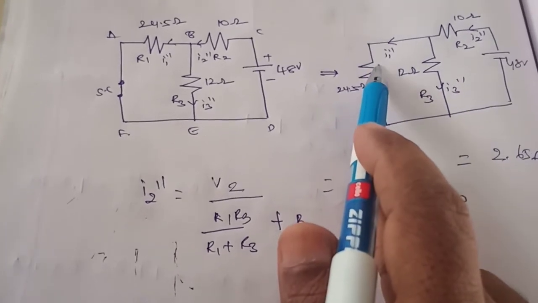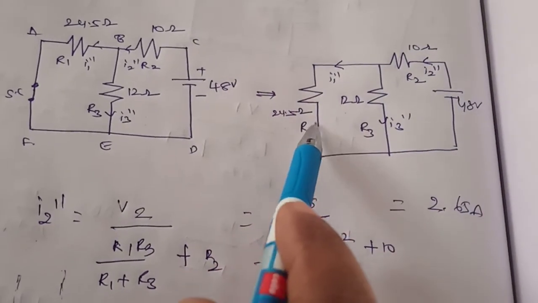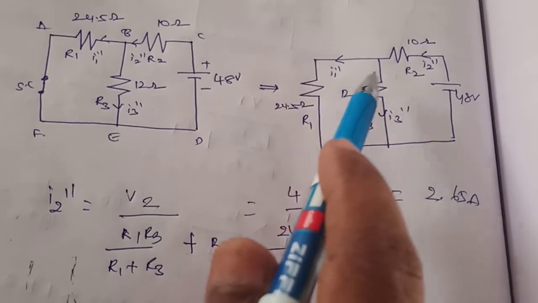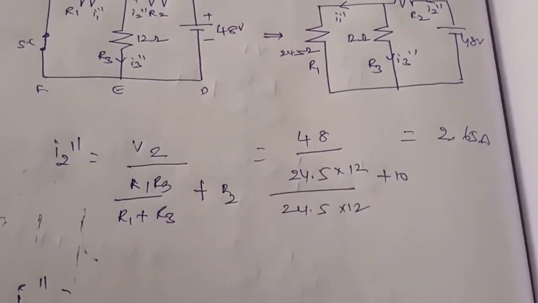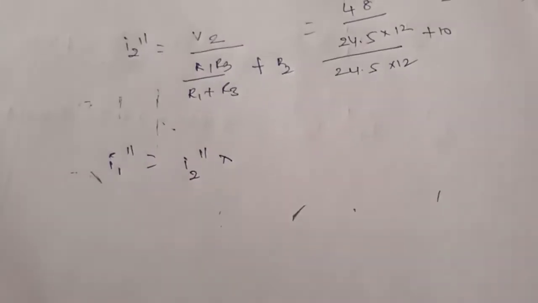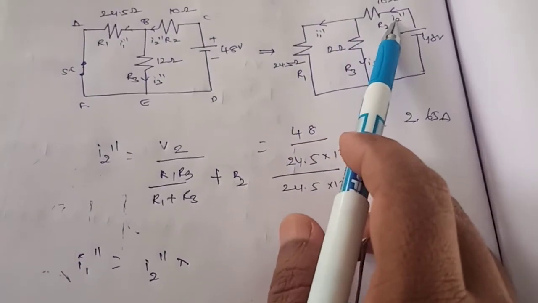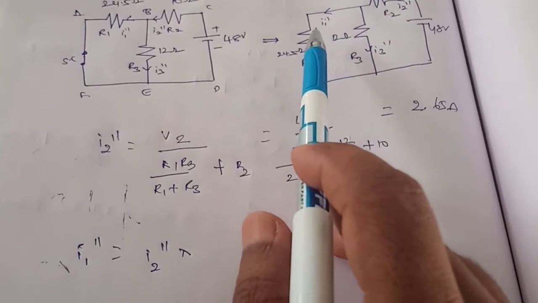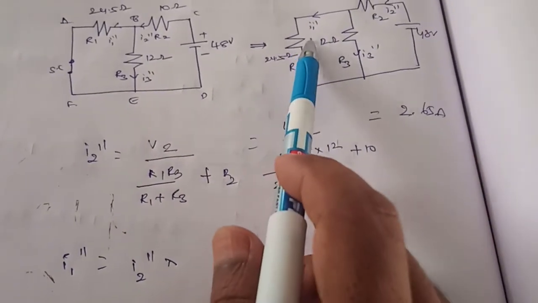So if you want to find out I1 double dash, you need to have at least a voltage source here. So we do not have any voltage source. So already we got I2 double dash. So I2 double dash is the current flowing through 10 ohms. So I2 double dash into what you have to find?